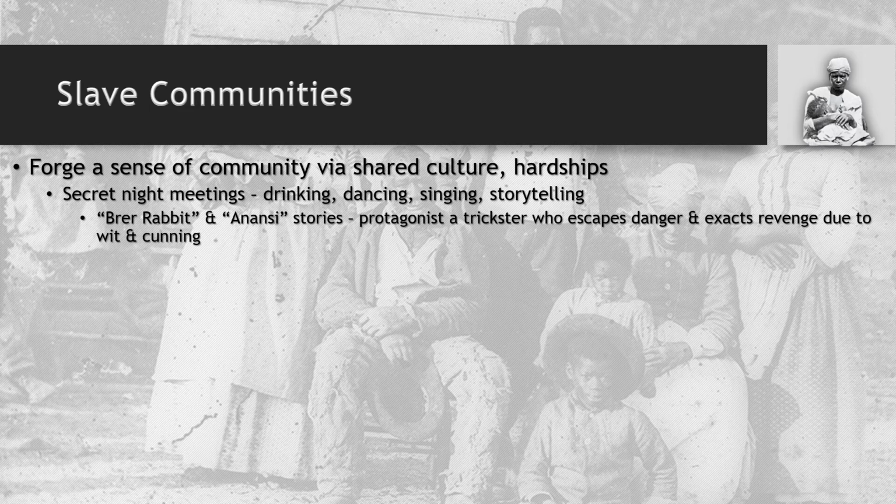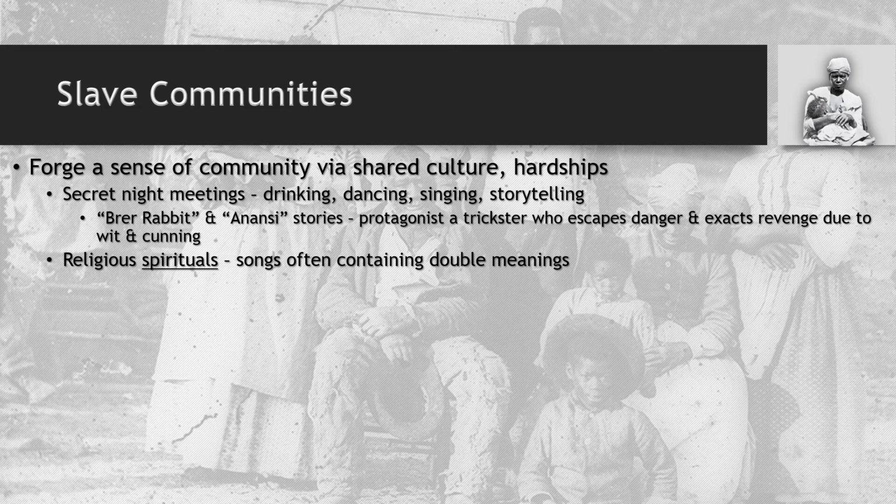The Anansi stories are another one. Anansi was a spider in West African myth, a sort of trickster. Brer Rabbit is another example of this. The protagonist in a lot of these stories was a trickster who managed to get out of a dangerous situation and exact revenge because of their wit and cunning. This is very much a daydream for a lot of African slaves living during this period: being able to get out of this horrible situation, to outsmart their owners in some manner, and in many cases, the desire to get revenge for what has been done to them and their families.